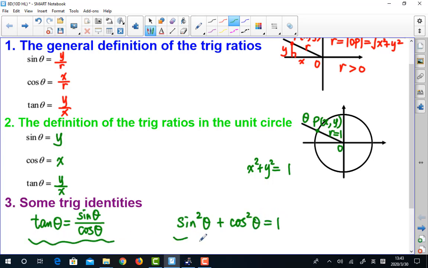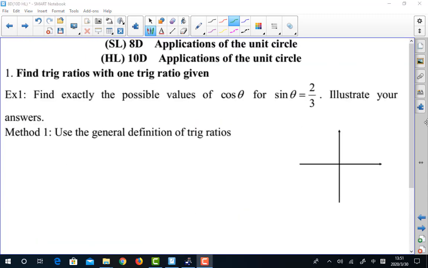Both of these two identities are very important for the lesson today. Right now, let's look at how we can apply 8A to 8C to solve the problems in 8D. The first problem is finding trig ratios with one trig ratio given. For example, example 1. Find exactly the possible values of cosine theta for sine theta equals 2/3. Illustrate your answers. We need to find a cosine theta with the exact value. This one reminds me that I'm not allowed to use a calculator to solve this problem.